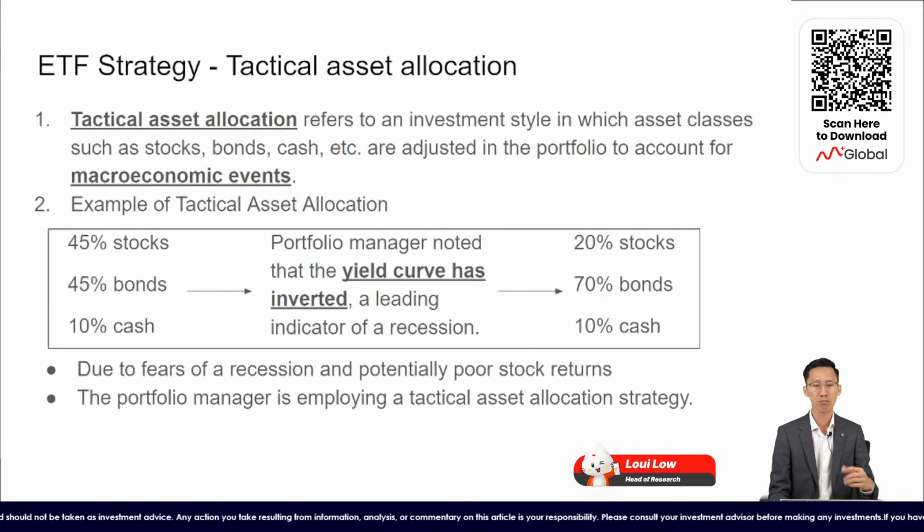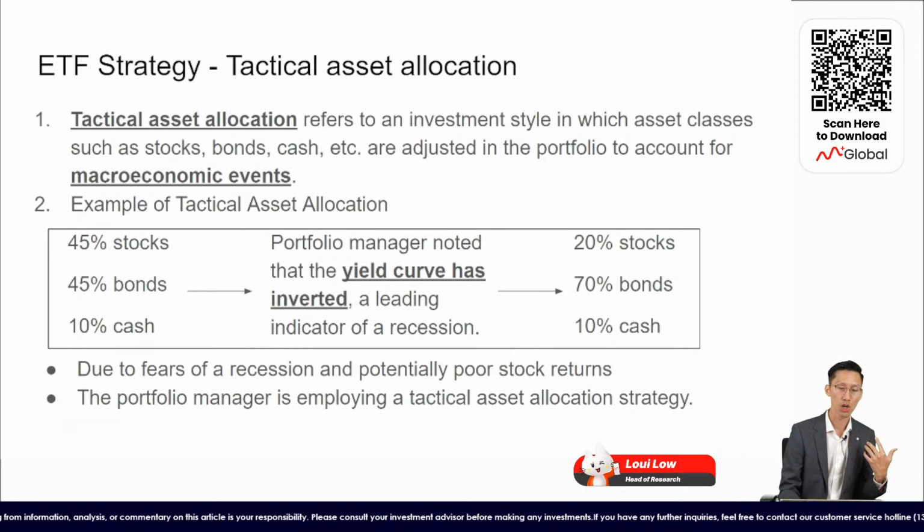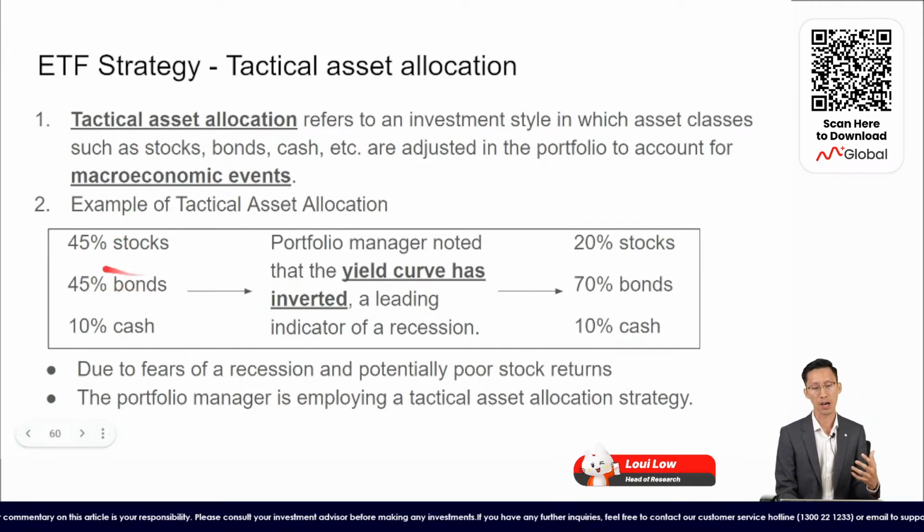That is one of the ways. But if you have a view in the market, say that earlier on I have a view that we are in a very strong bull market, therefore you put more into stocks and more into stocks, but 45% in bonds and 10% in cash.